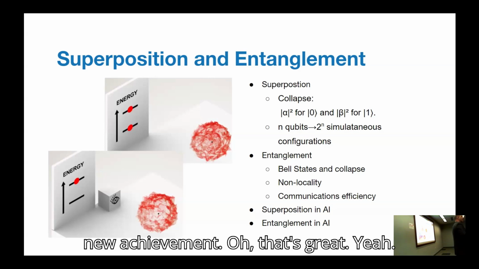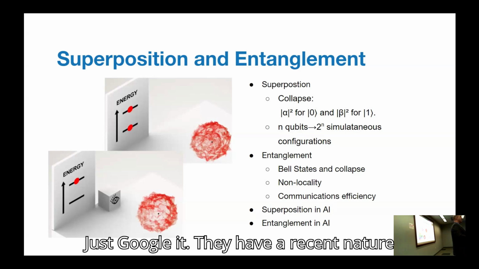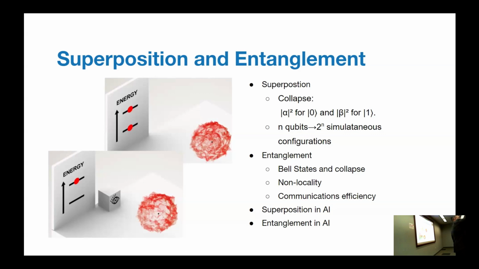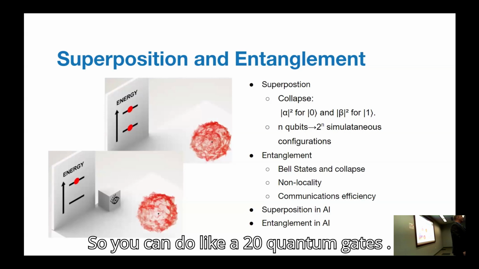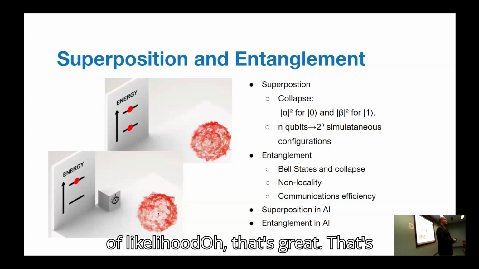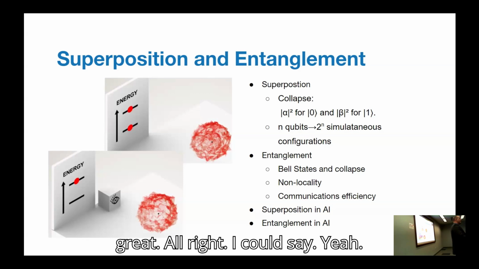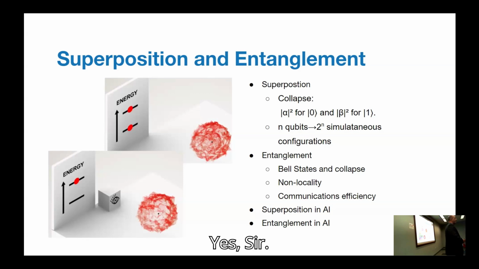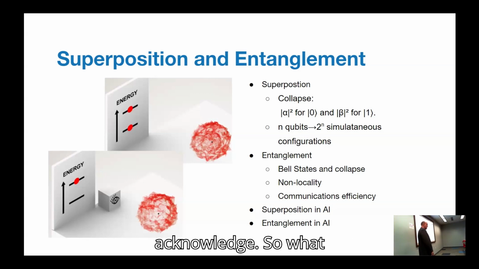That's a research problem, but Microsoft recently had some new achievement. Oh, that's great. Yeah, just Google it. They have a recent Nature or Science article about it. So you can use something like 20 quantum bits to achieve a certain amount of accuracy. Oh, that's great. I'll look into that, because right now accuracy and reliability matter. Yes, sir. I apologize, I don't have much knowledge.